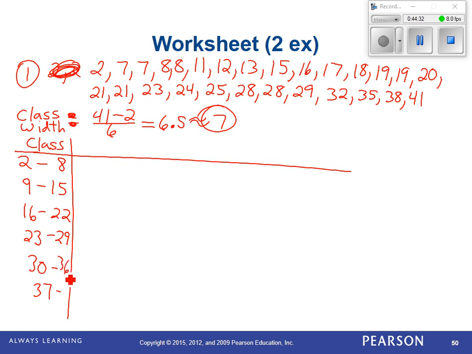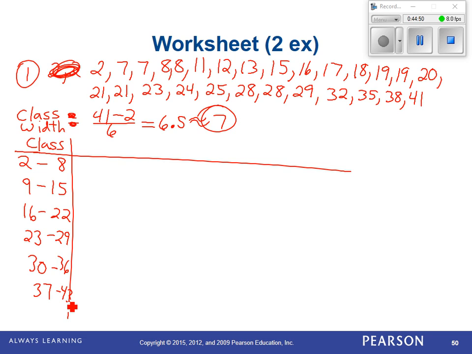And 44. And then on this last one, take that number and add the class width. So what is it? 43. Sorry, mine's sort of ugly. I didn't want sideways.